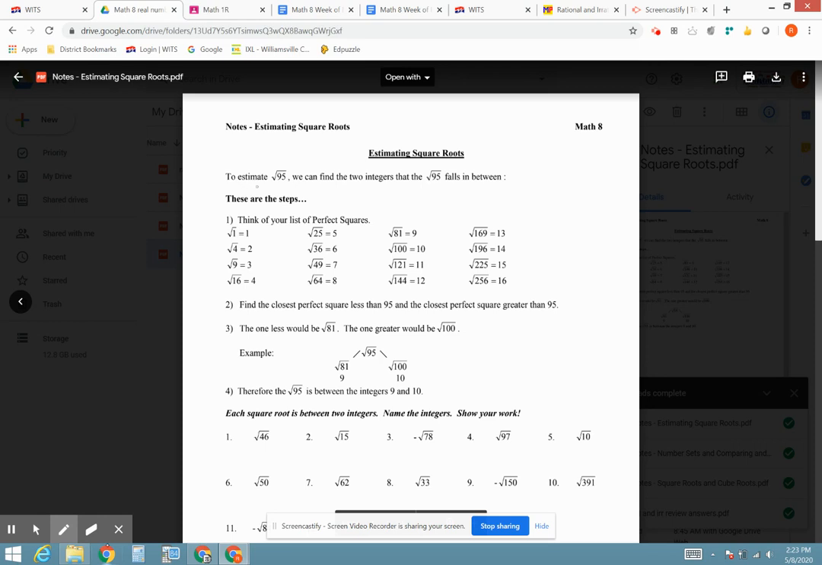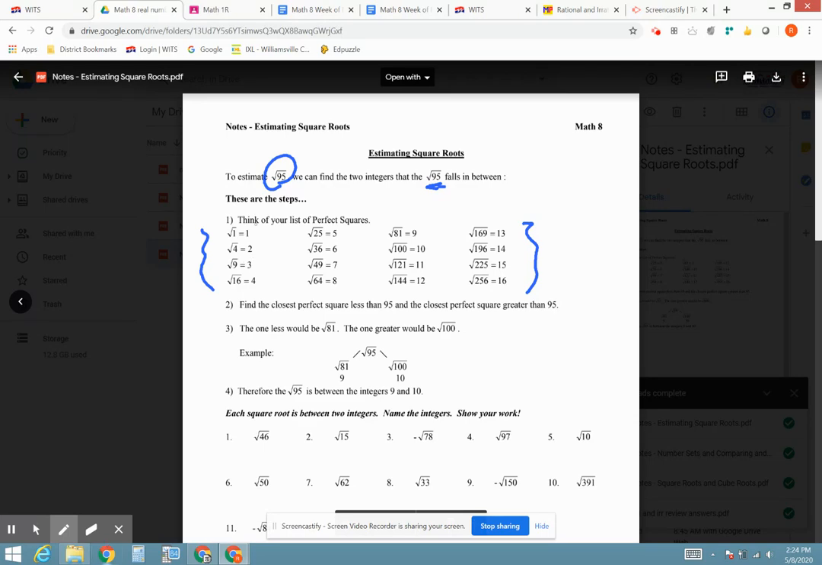So estimation. To estimate the square root of 95, we find the two integers that the square root of 95 falls between. So these are my perfect squares. One's a perfect square because its square root's a whole number. Four is a perfect square because its square root is 2, a whole number. 9's a perfect square because its square root is 3, a whole number.